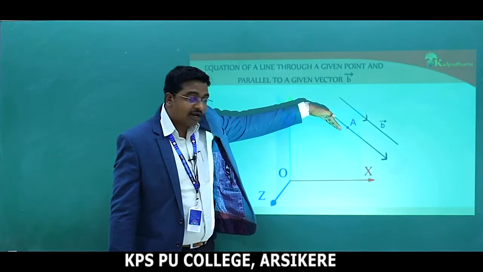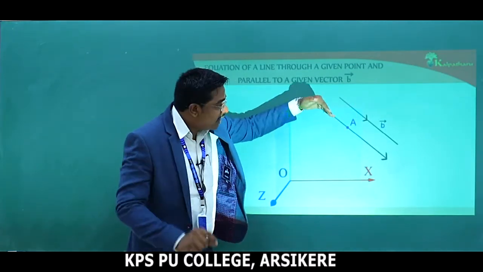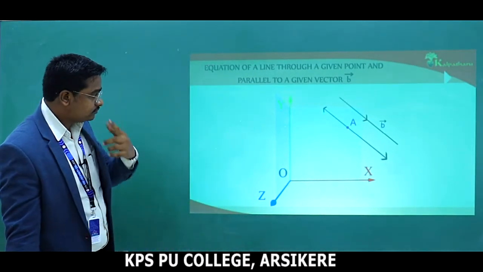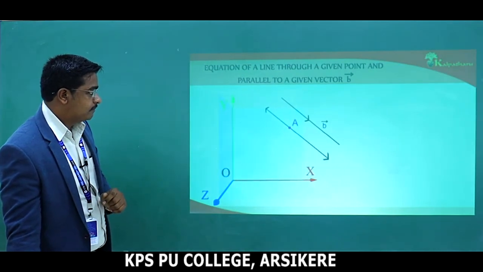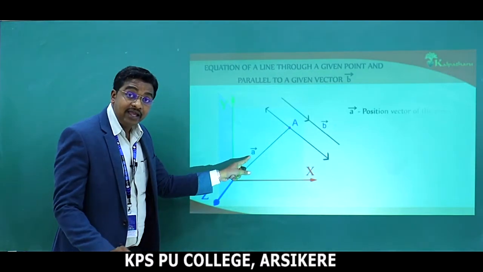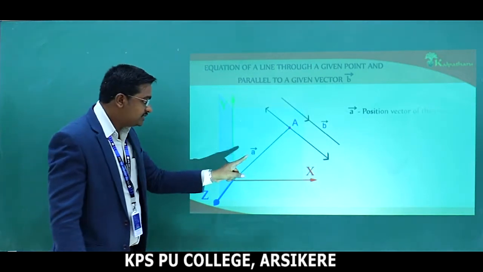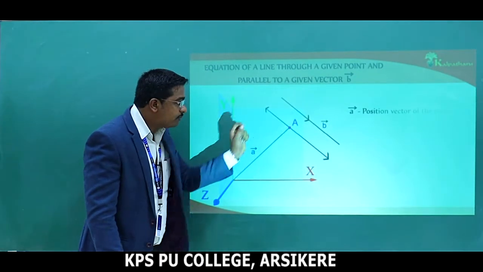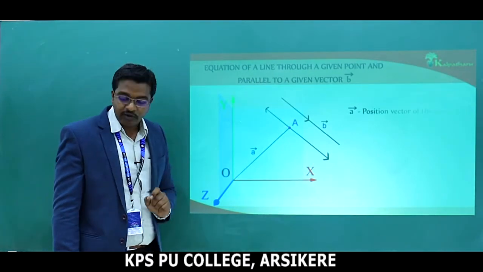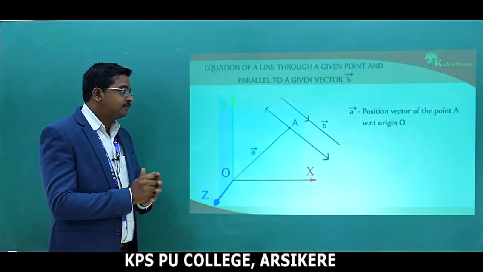Just observe here, this is the line, and this is the given vector which is parallel to the given line. Or you can say the line is parallel to the given vector B. Here we have the vector A. This is the position vector of the point A, and the corresponding coordinates of point A are x1, y1, z1. So A is the position vector of the point A with respect to the origin.